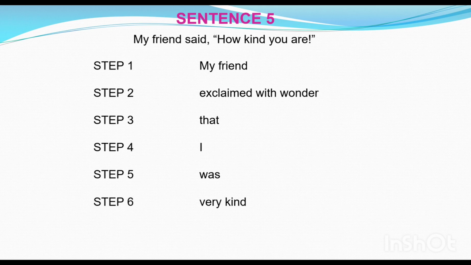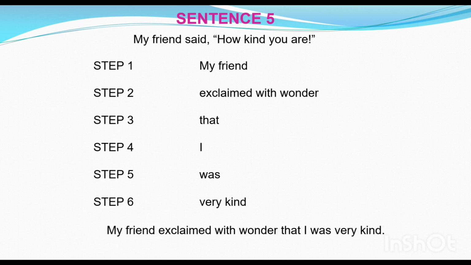Step number 5. The verb. The verb here is are. This are is in present form. The past tense is was or were. As I is singular, I am using was. Step number 6. How kind changes to very kind. If they have given how beautiful, we can write it as very beautiful. How talented, if they have given, we can write it as very talented. So, the answer is my friend exclaimed with wonder that I was very kind.